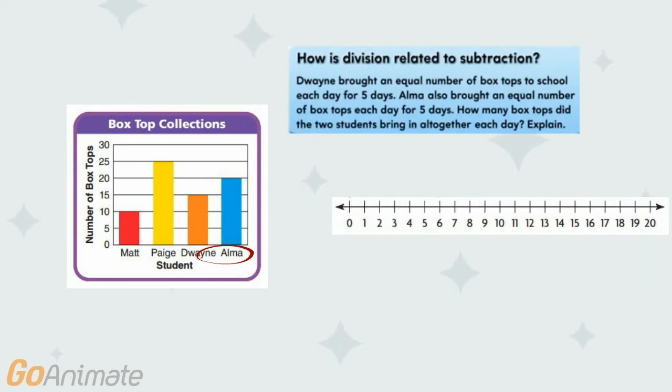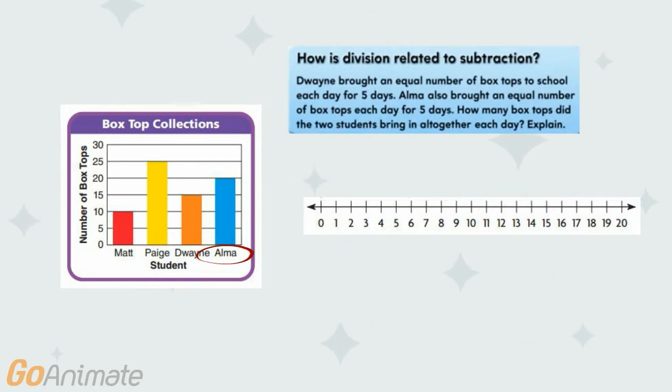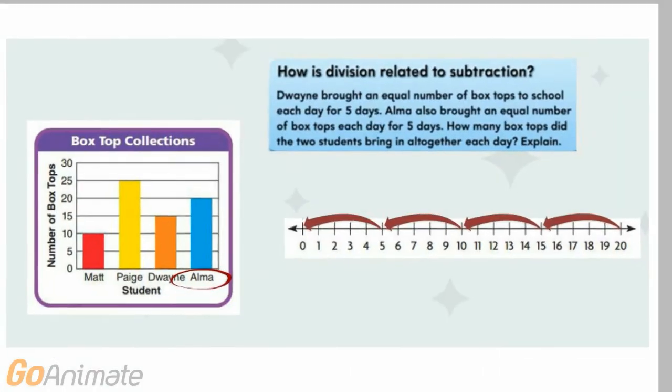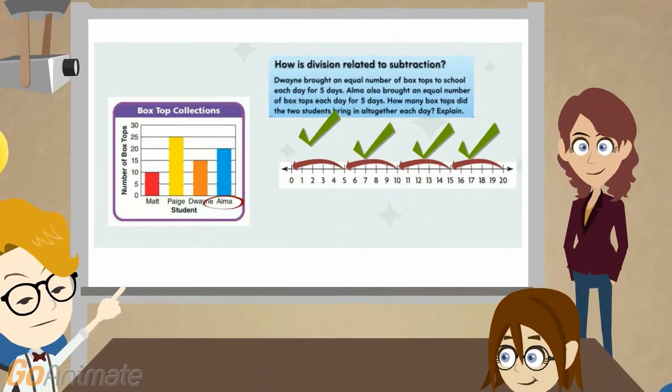And now, let's think about groups of 5s. That is going to tell us how much she brought in each of those 5 days. We are going to skip count by 5s backwards. So, 20, 15, 10, 5. And we made it back to 0. Now, how many jumps do we have here? We have 4 jumps. 1, 2, 3, 4.